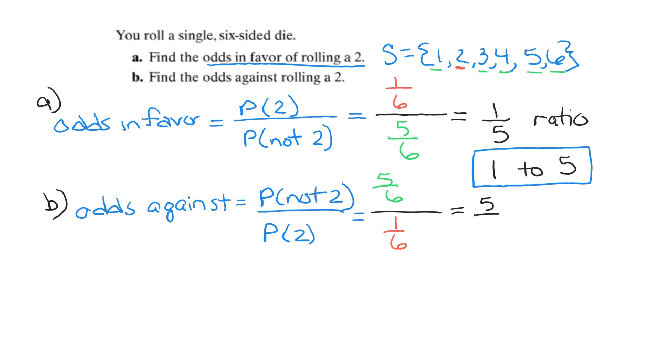And this will give you 5 over 1. Now you remember you want to keep this as a ratio or as a fraction so that you can rewrite this properly as 5 to 1. If you put it in your calculator and you just get the answer 5, you might not be sure how to write your final answer. All right, so the odds against is 5 to 1. Odds in favor, 1 to 5.